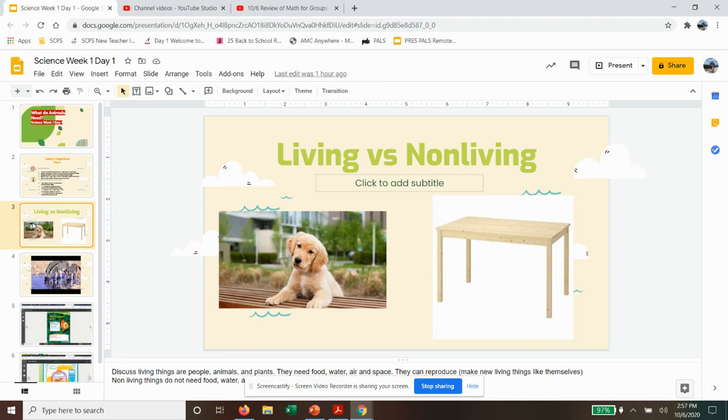Food, water, air, and space, and they also can reproduce.